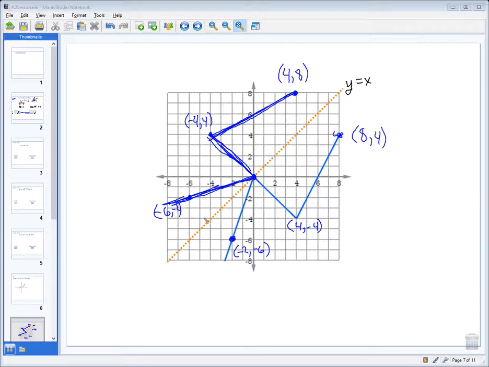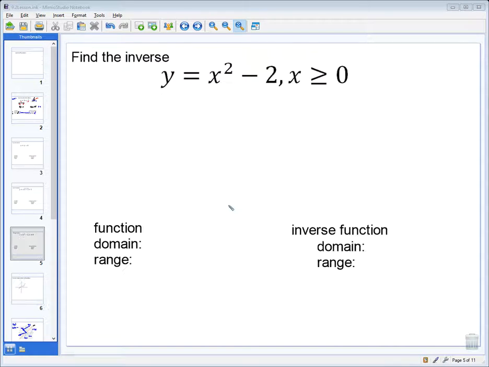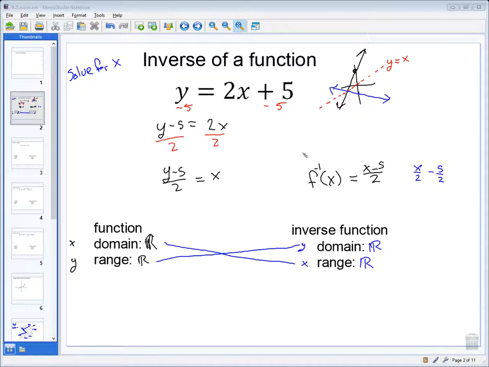Now again, all that we did was we took the x comma y from this side, and we switched the order to become y comma x for the inverse. We just switched the numbers and then graphed them as if they were x comma y. That's how you'll find the inverse of a graph and also the inverse of a function.